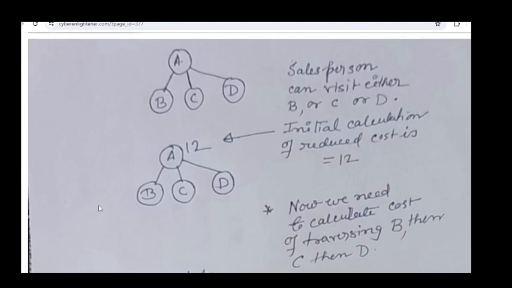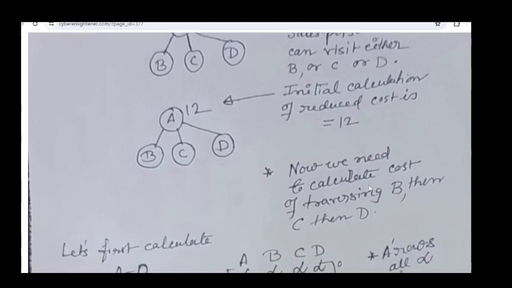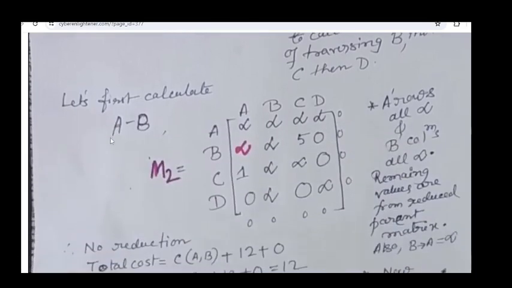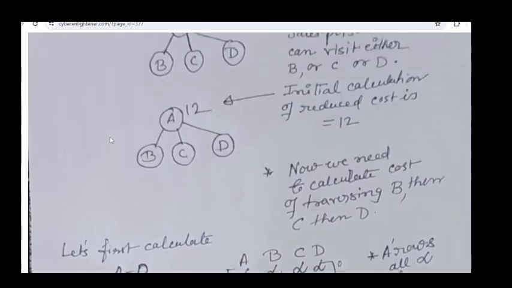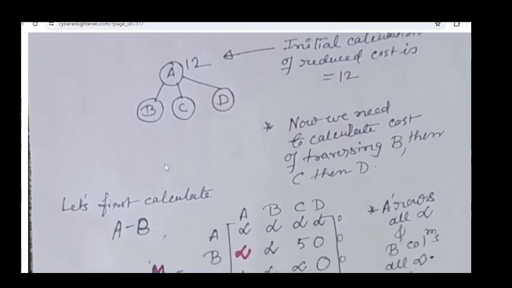For B you have to calculate the reduced cost. For C you have to calculate the cost. For D you have to calculate the reduced cost. So salesperson can visit either B or C or D. Initial calculation is 12. Now we need to calculate cost of traversing B, then C, then D. So let's say I'm trying to visit A to B. I have to find the cost.